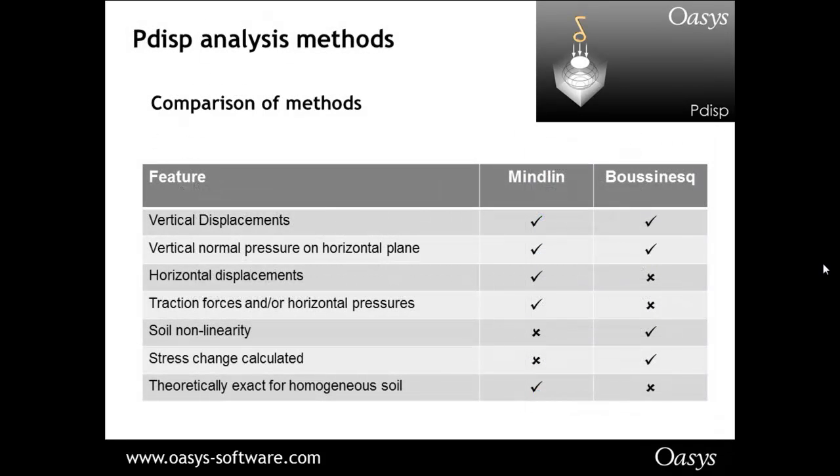Now, if I compare the two methods, they give vertical displacements and vertical pressures. But if you're interested in the horizontal displacements or traction forces, you should be looking at the Mindlin method. It's also theoretically exact for a homogeneous soil. For the Boussinesq method, it's very good to deal with soil nonlinearity. And if you want to calculate stresses, then you should be using the Boussinesq method.